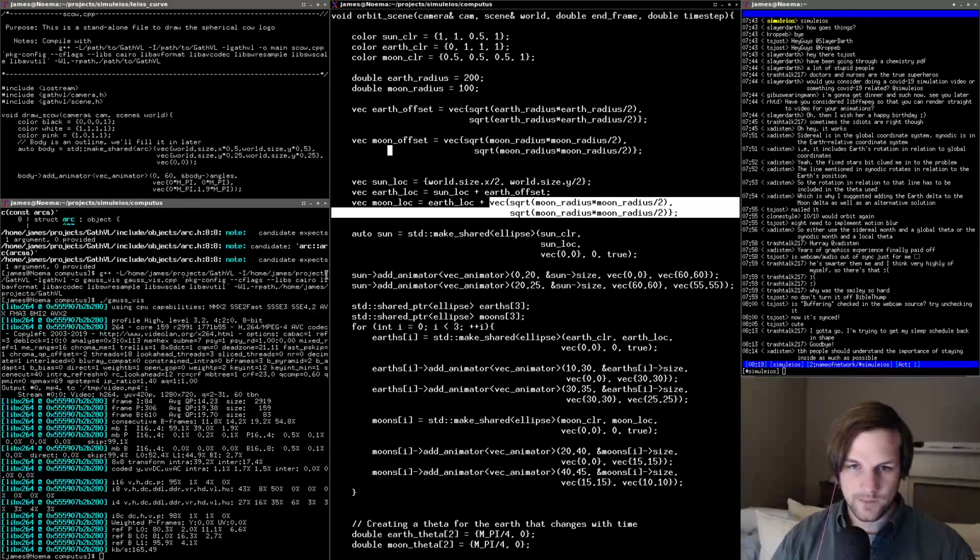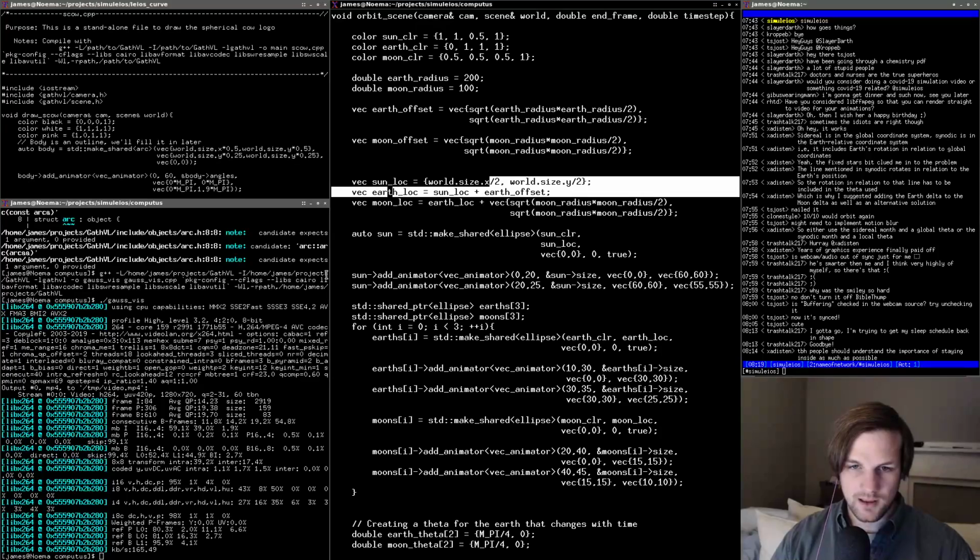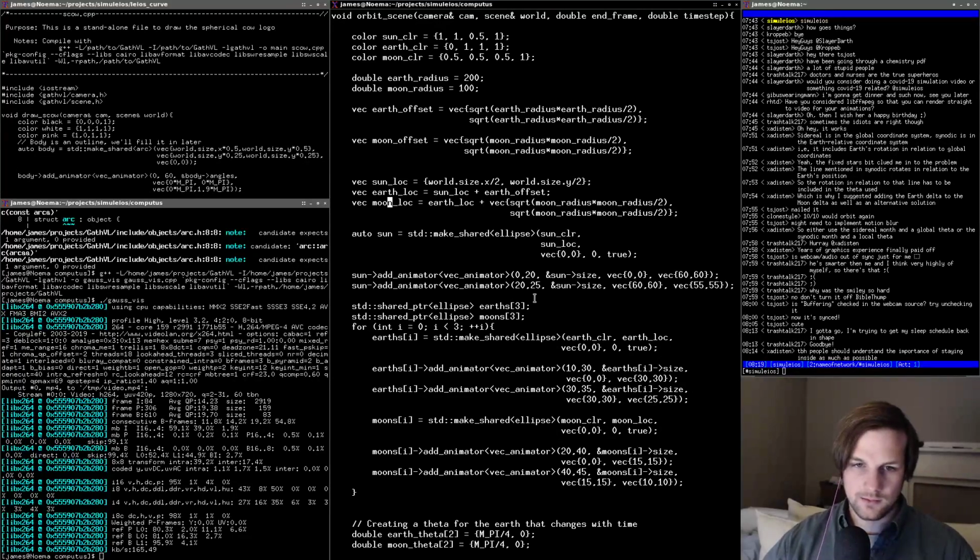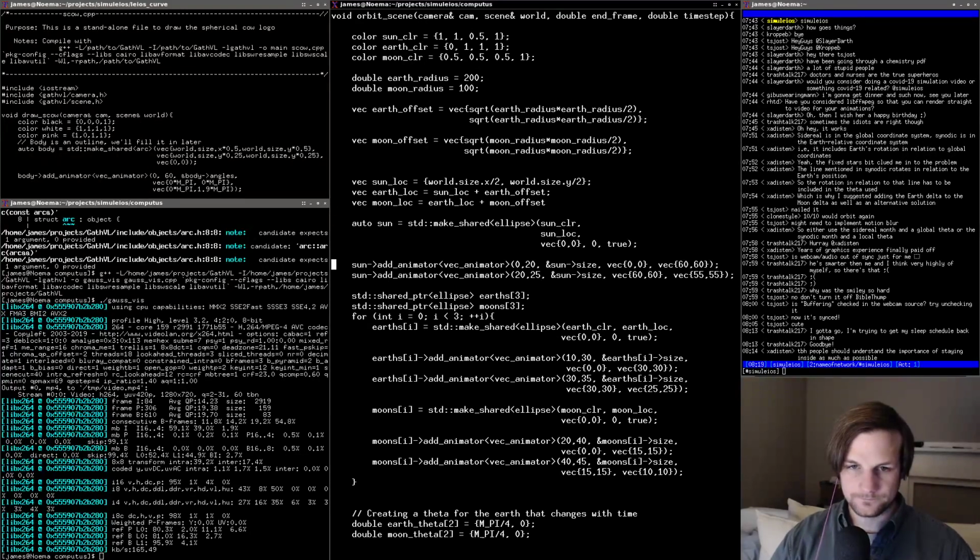Okay. And we'll put that there. And then we'll add the moon offset there. Okay. So D and moon offset. Okay. Add a semicolon in there.